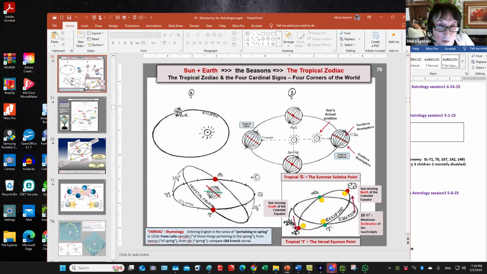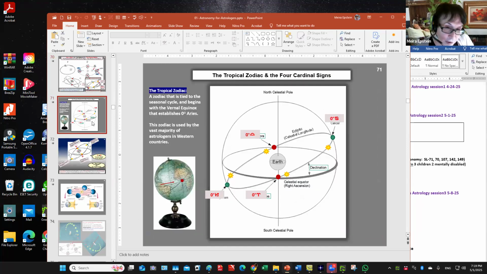That one was my hand-drawn. This is from the internet, I took it, but it's the same idea. The two circles intersecting, and we have the 0 degrees of the four cardinal signs. 0 Aries, 0 Libra is on the equator. 0 Cancer and 0 Capricorn, the green ones, are above and below, north and south of the equator. And these are the four cardinal points and the four cardinal signs in the tropical zodiac.